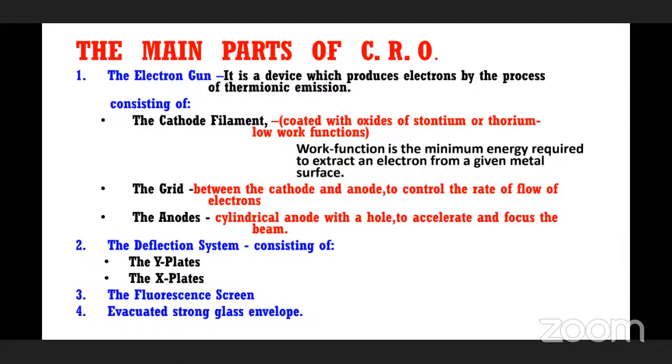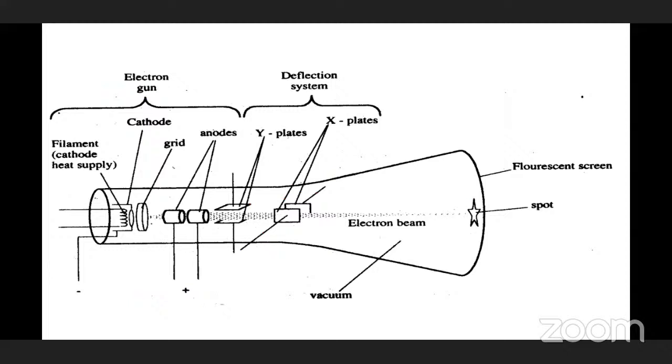Then I have another question. What is the purpose of the anode in the CRO? Raymond, Waruingi? Accelerate the electrons to the screen. Very good. One of the purposes is to accelerate the electrons to the screen. The other one? Focuses electrons on the screen. Very good. To focus the electrons towards the screen.